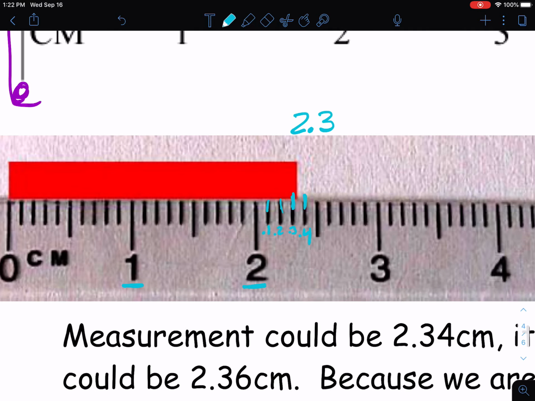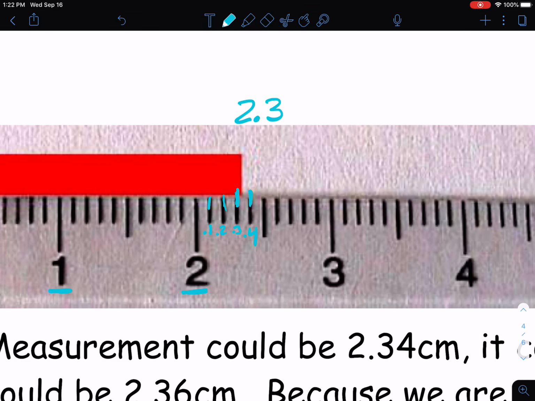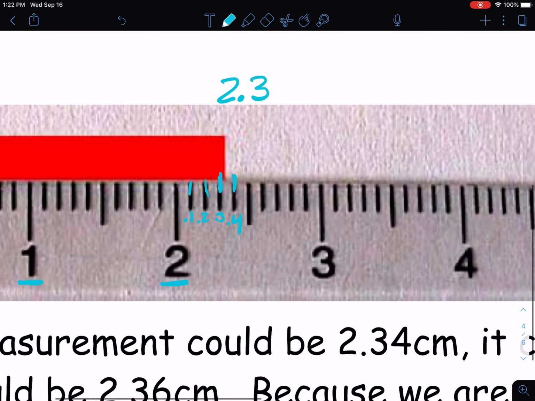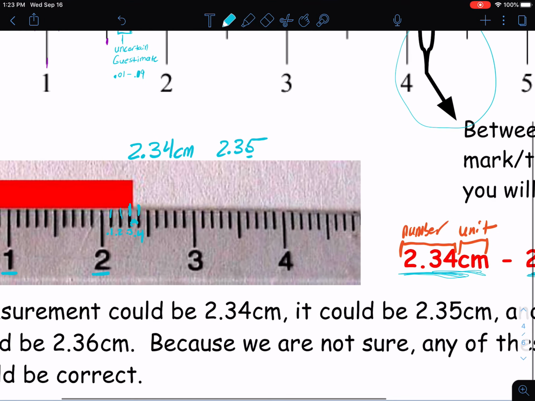Now you have to guesstimate. Now when you're zoomed out, it's harder to read. When you zoom in, it's easier, but you're not going to have the ability to zoom in like I am. If I was looking at this, I'm saying that it's a little closer to this 0.3 side than the 0.4 side. That's why my measurement would say 0.4 centimeters. I'm saying it's not halfway. If it was halfway, you say it's halfway, it'd be 0.35. That 0.5 means it's halfway from here to here, from the 0.3 to the 0.4. If while we're zoomed out, you say, well, that looks really close, it looks closer to the 0.4, that's okay.